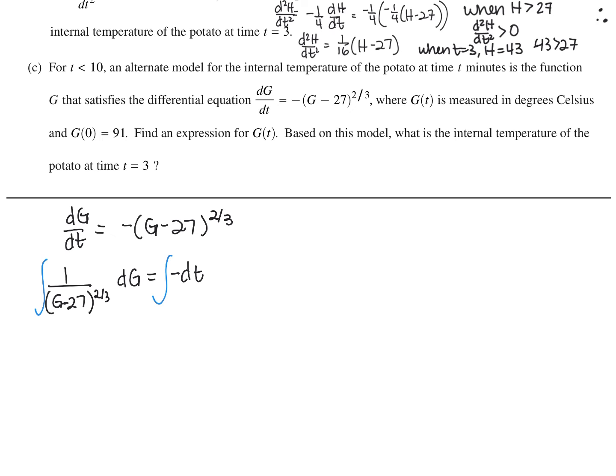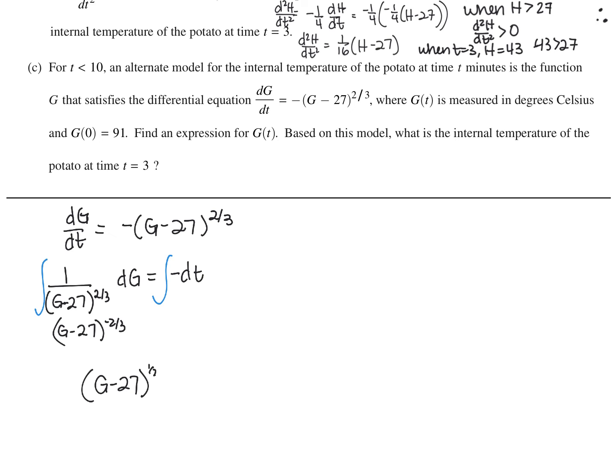You do need to separate it. I'm not sure how you'd integrate it otherwise. You might be able to get it. No, I think you would lose a c. I think you would lose where the c belongs. Okay. If we integrate this, this is really like saying (g minus 27) to the negative 2/3. So we're going to go up a degree.